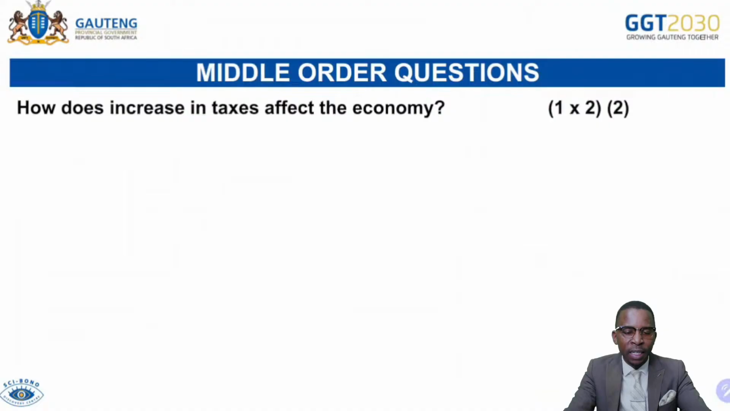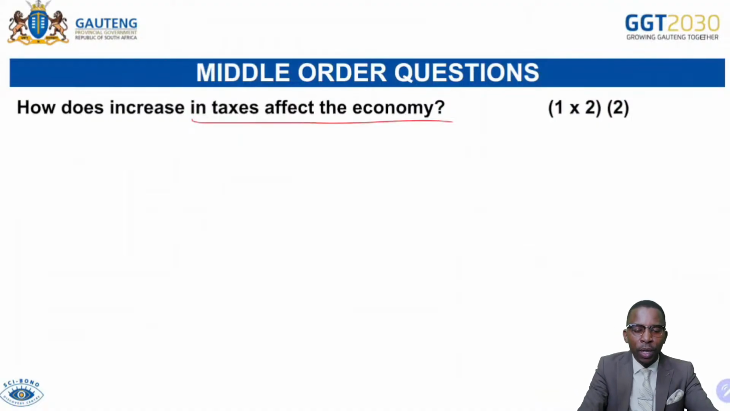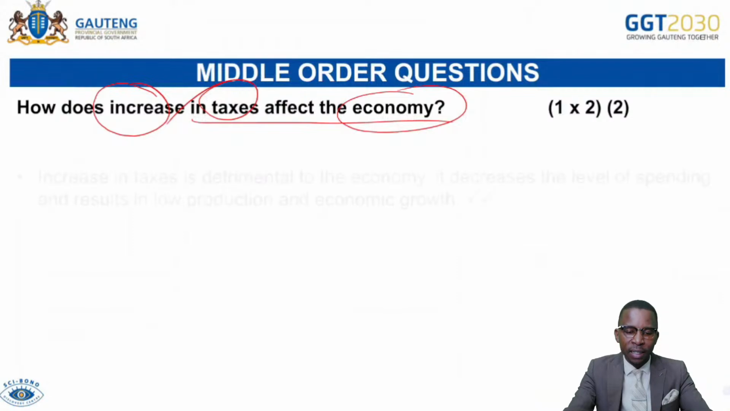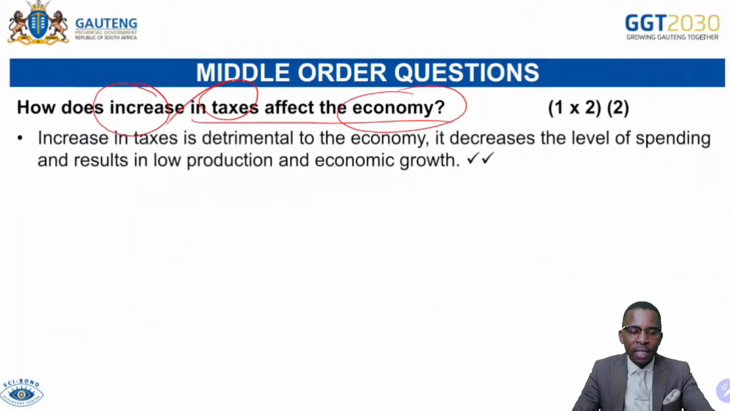We have, how does an increase in taxes affect the economy? You can check the increase, firstly, not decrease. And then in what? In taxes. Affecting what? Affecting the economy. So now we are linking taxes and the economy. Whenever taxes are increasing, they become a disincentive in the economy. So an increase in taxes is detrimental to the economy. It decreases the level of spending and results in low production and economic growth.